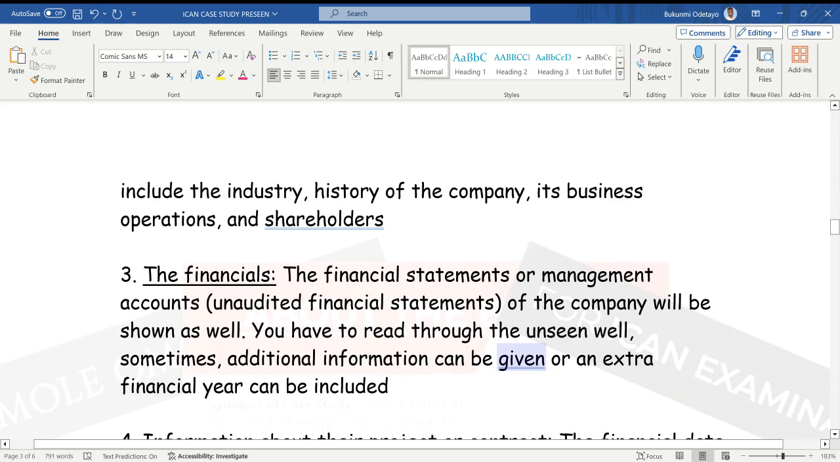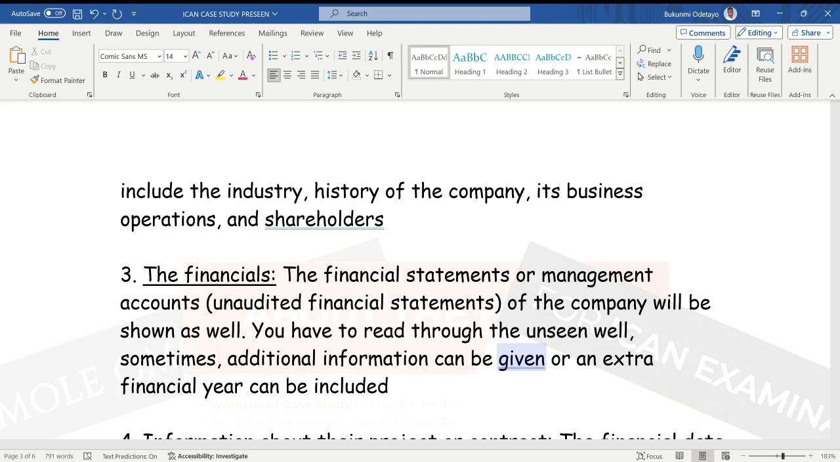Now if it is pharmaceuticals that the company is in, you'll be given information about that. If it is manufacturing, you'll be given information about that. And fashion industry, whatever industry, you'll be given information about that. The history of the company too, what the business or the operations of the business are. And sometimes they'll give information about the shareholders.